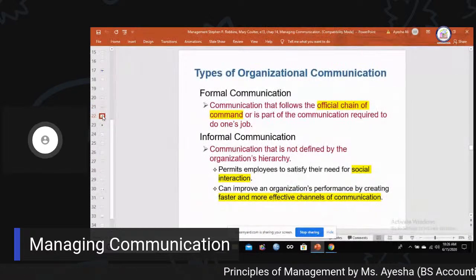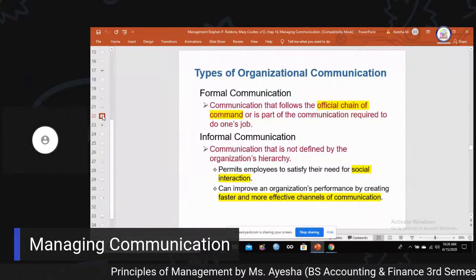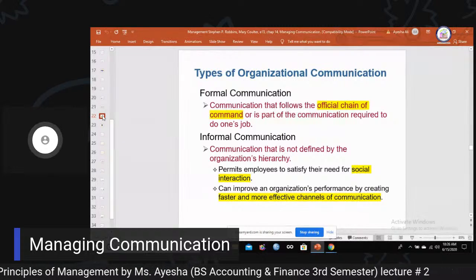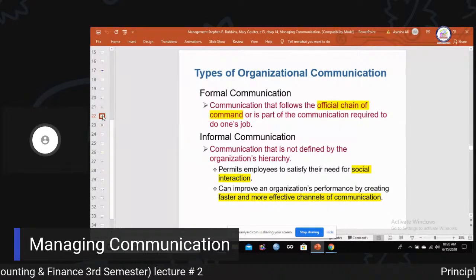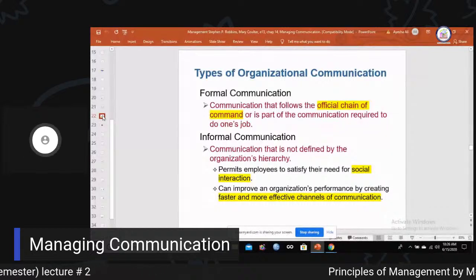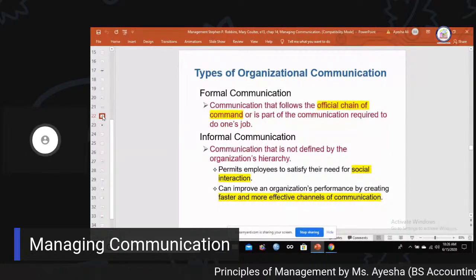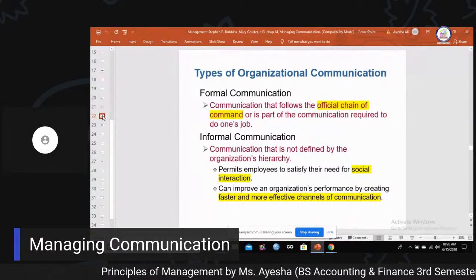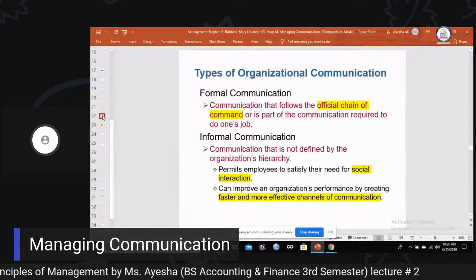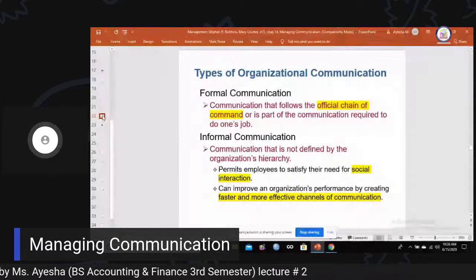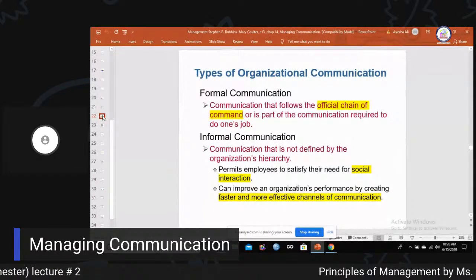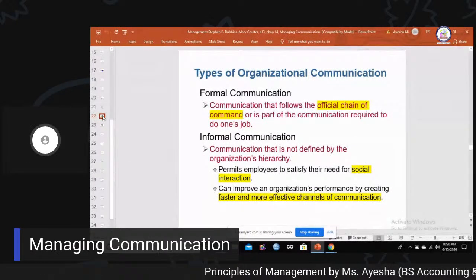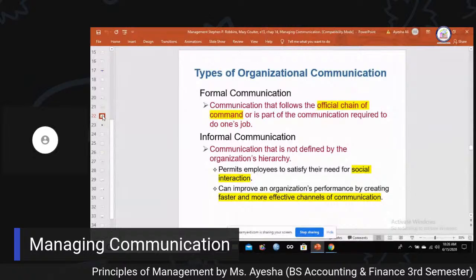then we have the types of organizational communication, in which we have formal and informal communication. Basically, formal communication is the communication in which we follow the official chain of command. Examples of formal communication are downward communication, upward communication, horizontal or lateral communication, and diagonal communication.